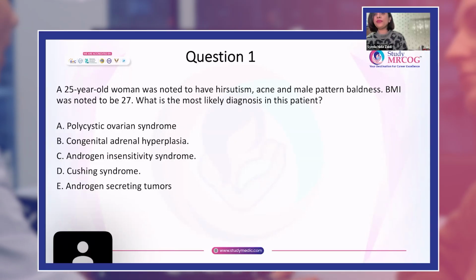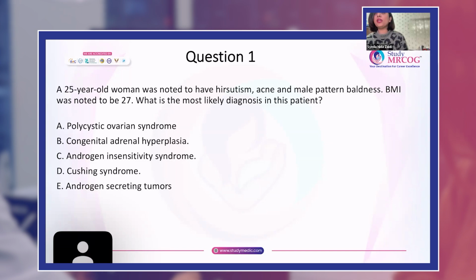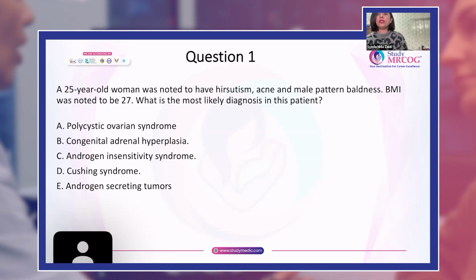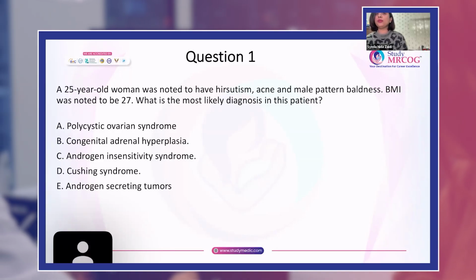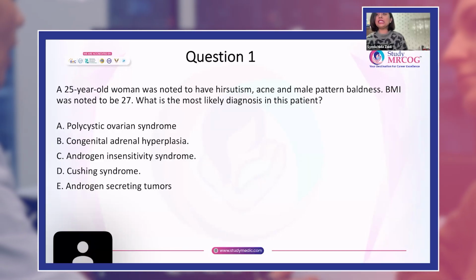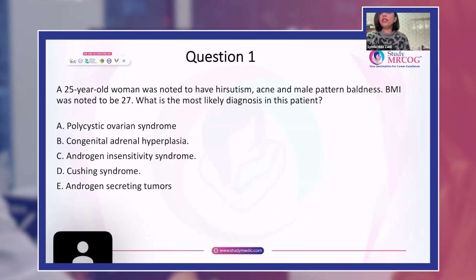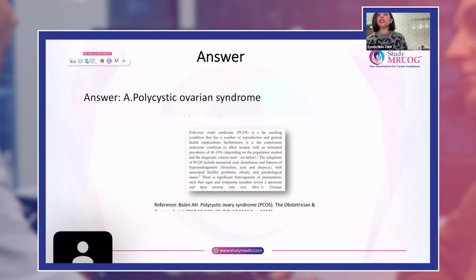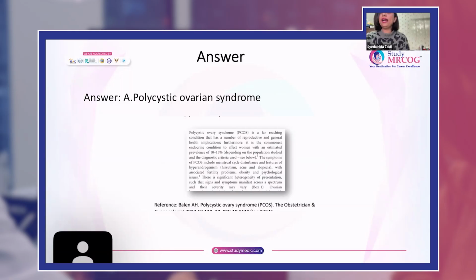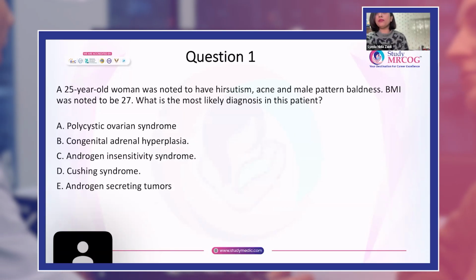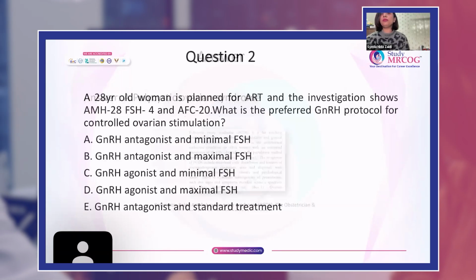I always want you to remember that if you have a question like this, sometimes the thing that is the most common can be in option 2. So always go from the least problematic thing to the most problematic thing. All right. The answer in this question is polycystic ovarian syndrome. Most of the population have this problem, and they will have these kinds of symptoms that include hirsutism, acne, and male pattern baldness. Let's go to question number 2.